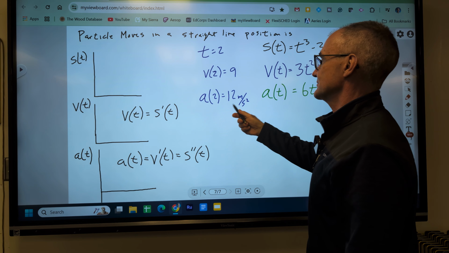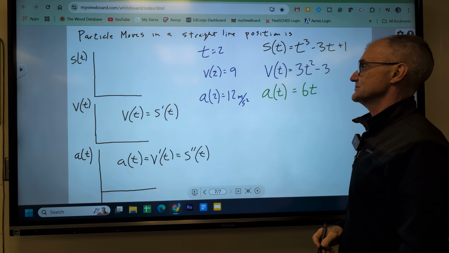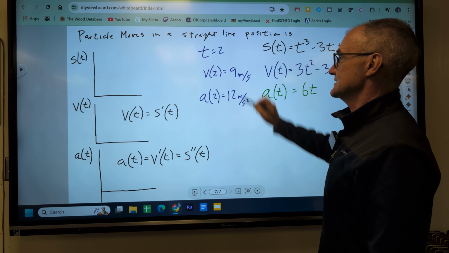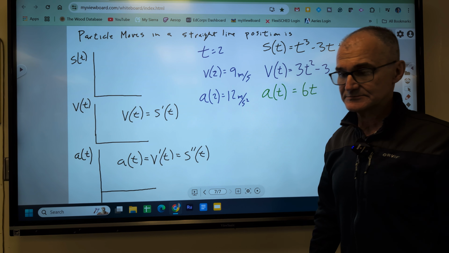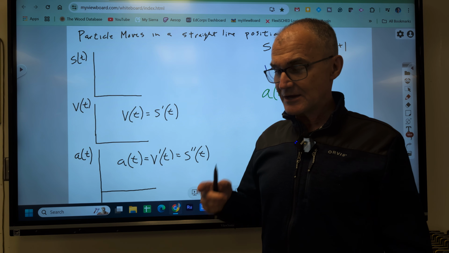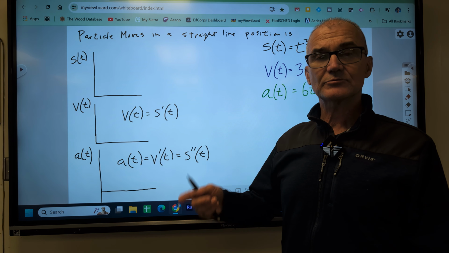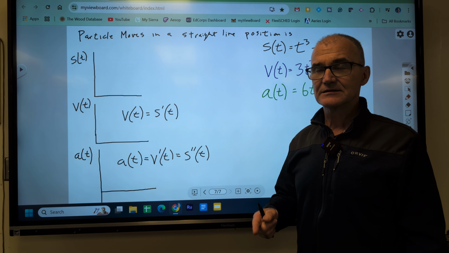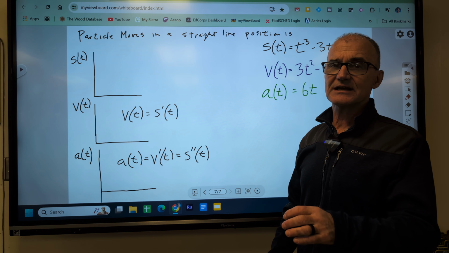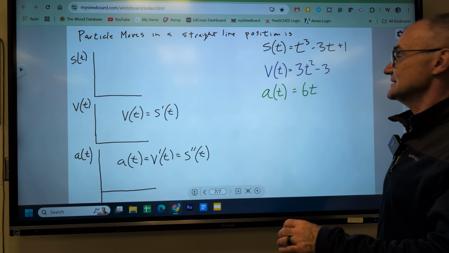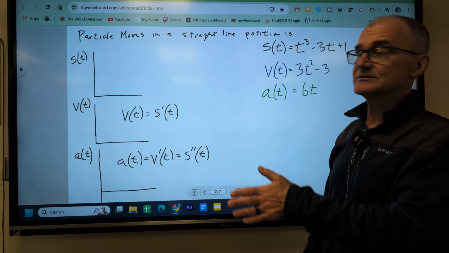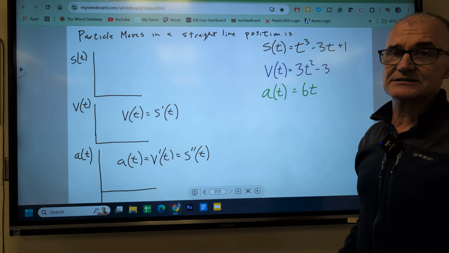It is accelerating away at 12 meters per second squared. And the velocity at t equals 2 is 9 meters per second. Okay, now let's look at another problem. At what time does the particle reverse direction? So what we're saying there is that velocity is equal to 0. So what is the value of t when velocity is equal to 0?